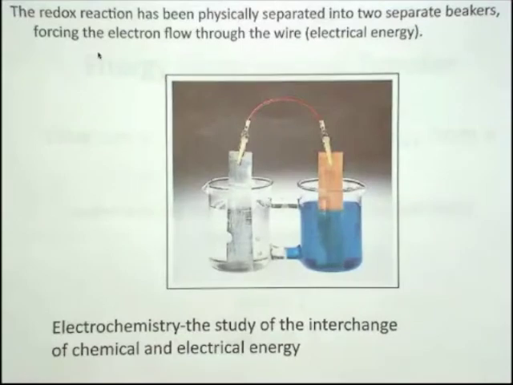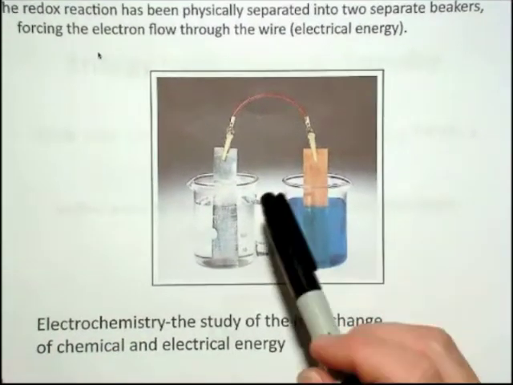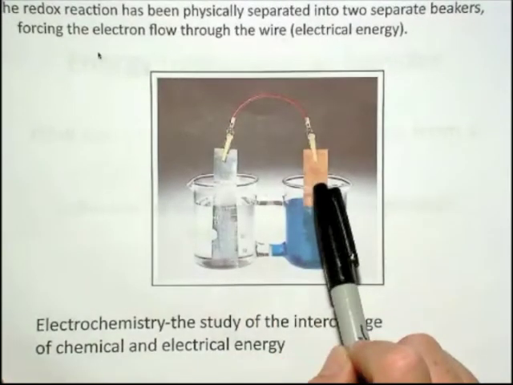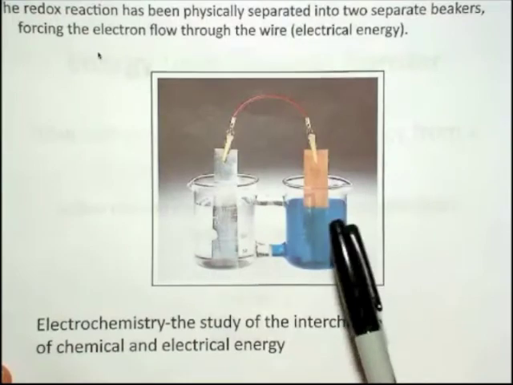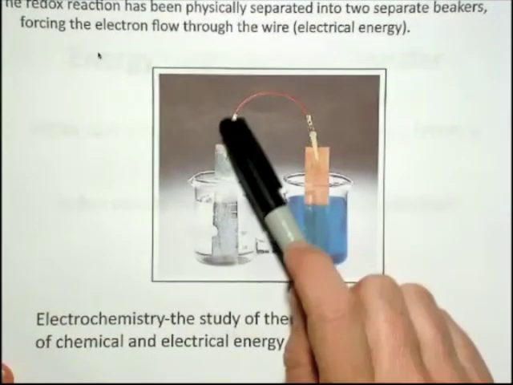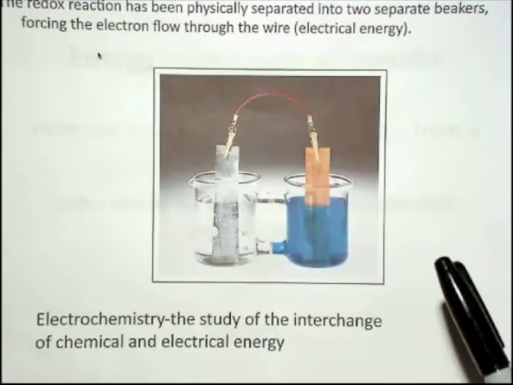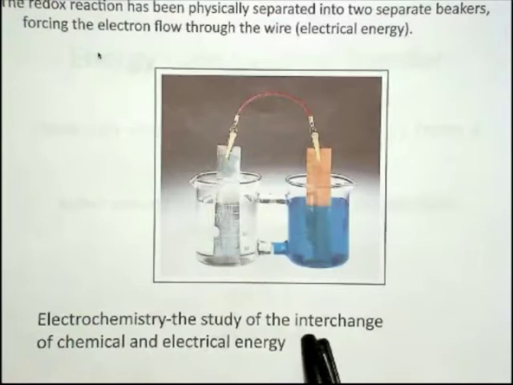In this case, we physically separate the zinc from the copper ion and force the electrons to travel through an external wire. And when electrons move through a wire in one direction, you get a direct current, and it's a form of electricity. Okay, and so this whole field, electrochemistry, is the study of the interchange of chemical and electrical energy.